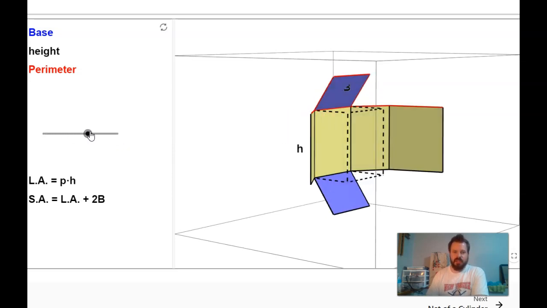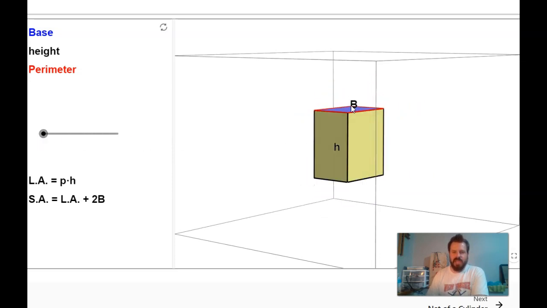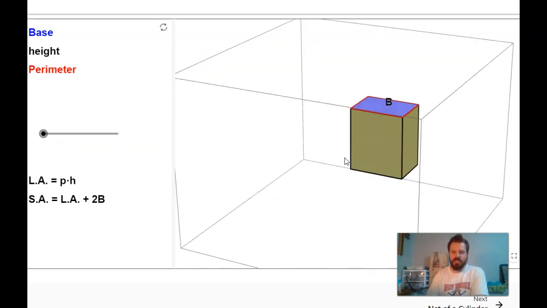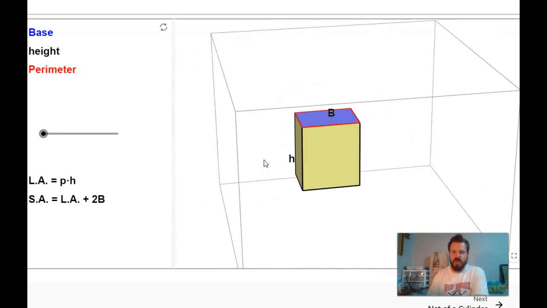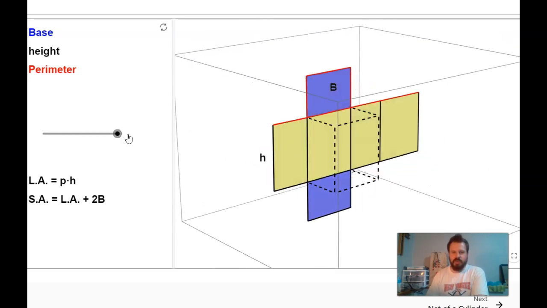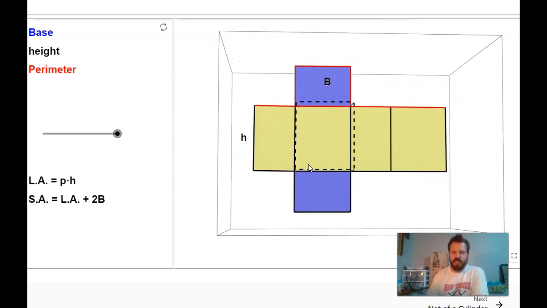Let's take a look at a shortcut we can come up with. Notice that when I unfold this and I think of it in terms of bases on the top and bottom, and then lateral area, which is these four sides around the middle, what I end up with unfolded is really just three shapes. Two rectangles for my bases, and then a larger rectangle for my lateral area.